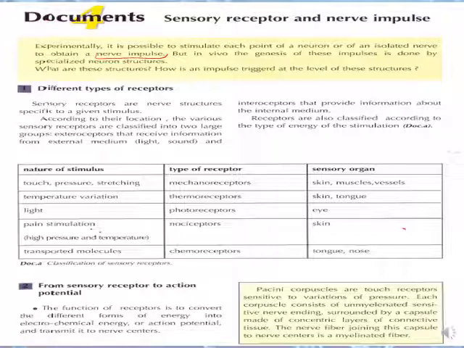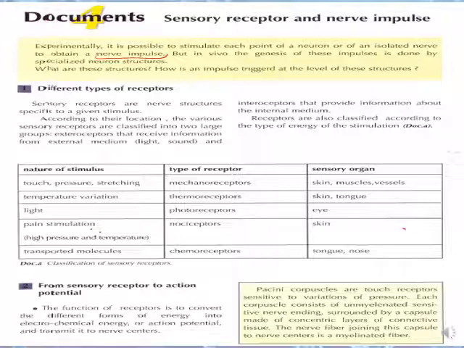Different types of receptors. Sensory receptors are nerve structures specific to a given stimulus. According to their location, the various sensory receptors are classified into 2 large groups. External receptors that receive information from the external medium or external environment, like the light, sound, and others, and internal receptors that receive information from the internal medium, from our body. Receptors are also classified according to the type of energy of the stimulation, as shown in document 8.